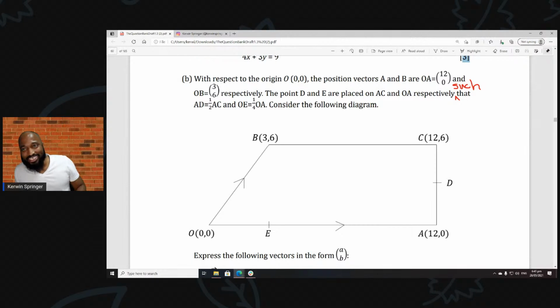With respect to the origin, the position vectors A and B are 12, 0, and 3, 6 respectively. Wow, this vectors question is intense for a CSEC student.